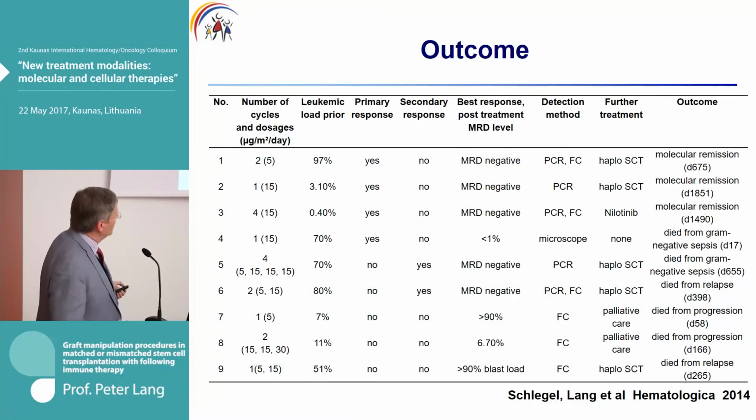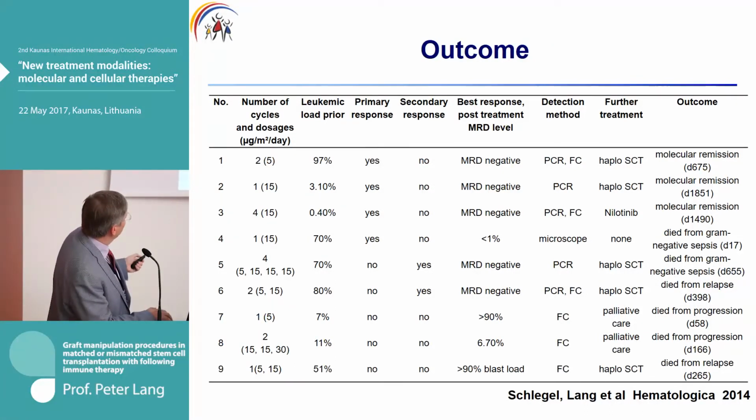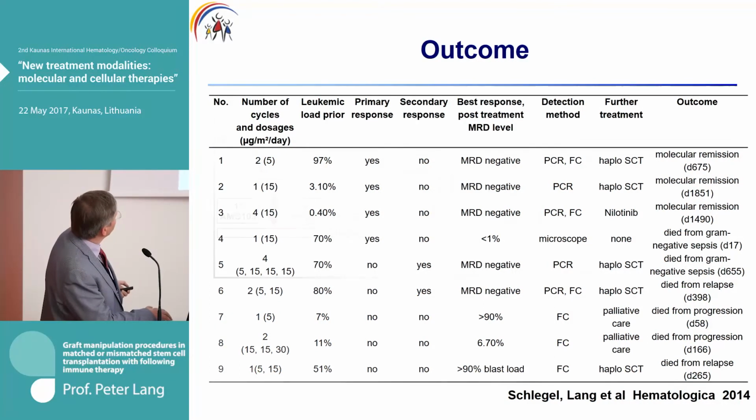Well, this is the outcome in detail. We infused between 5 and 15 microgram per square meter per day, and the patients received between 1 and 4 cycles. As you can see, 5 of the patients became MRD negative despite this extremely high-risk population, and 1 patient could at least reduce his leukemic load.